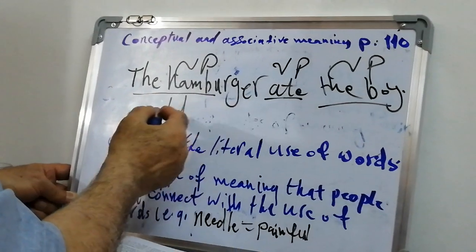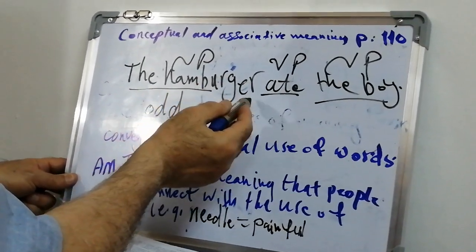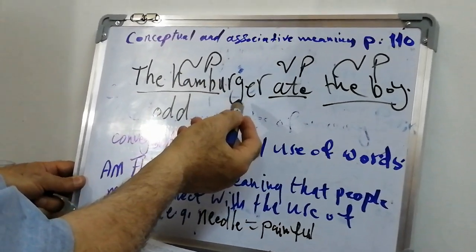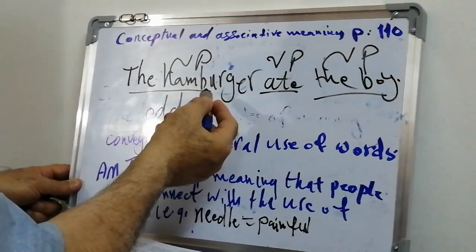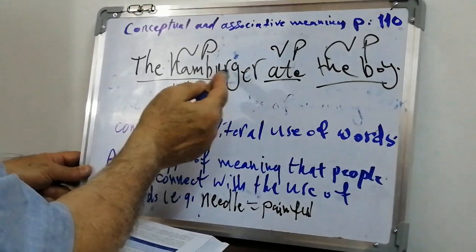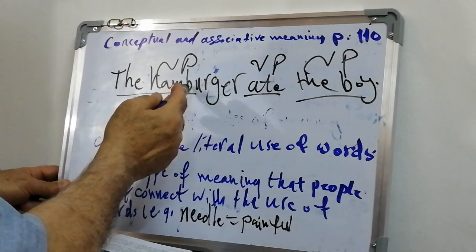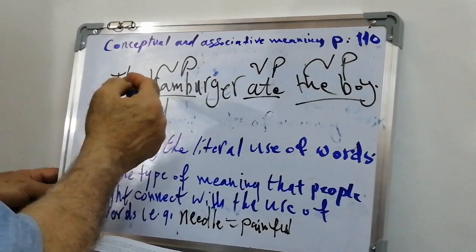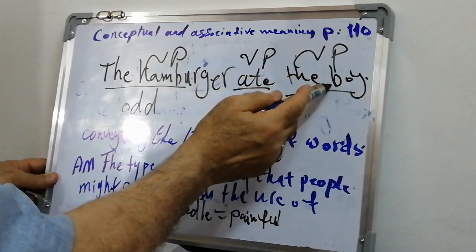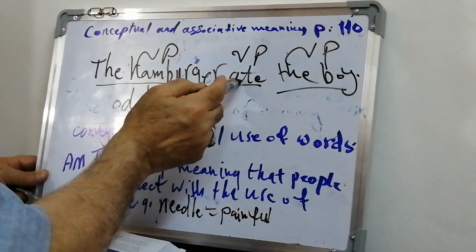Grammatically it's correct. But when we come to the semantic meaning, we say that this is an odd sentence. Why is it odd? It is odd because of the conceptual meaning of the words that have been used. Take, for example, the word hamburger and the word boy, and see the verb ate.